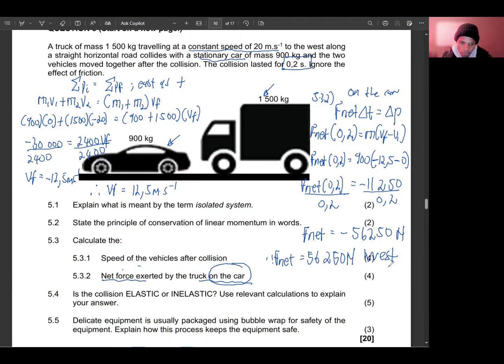So then, okay, 5.4 is saying now, is the collision elastic or inelastic? Use relevant calculations to explain your answer.